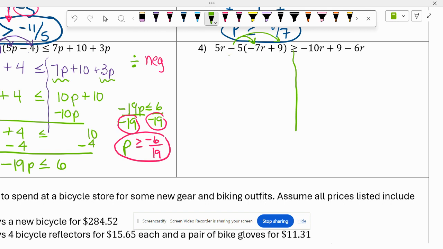All right, so let's see. I'm taking that negative 5 and multiplying it through. So I have 5r. A negative 5 times a negative 7r is a positive 35r. Negative 5 times positive 9 is a negative 45, greater than or equal to, and nothing changes on the right. Negative 10r plus 9 minus 6r.